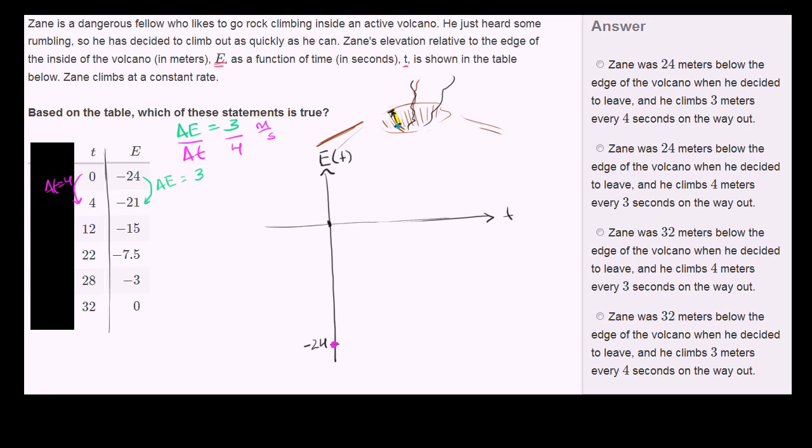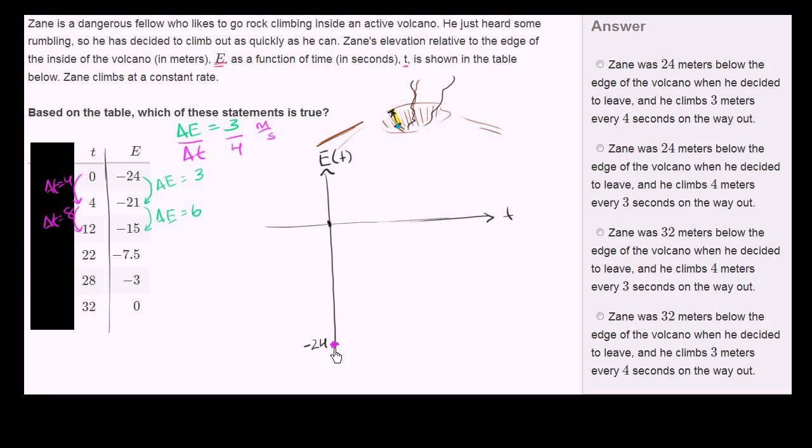In the next row here, we see our change in time is 8. So it's twice as much time that has passed, so he should have gone twice as much distance if his rate is constant. Let's verify that that's the case. He went from negative 21 to negative 15. His elevation increased by 6. So change in elevation over change in time is 6/8, which is the same thing as 3/4. So you see that he has this constant change.